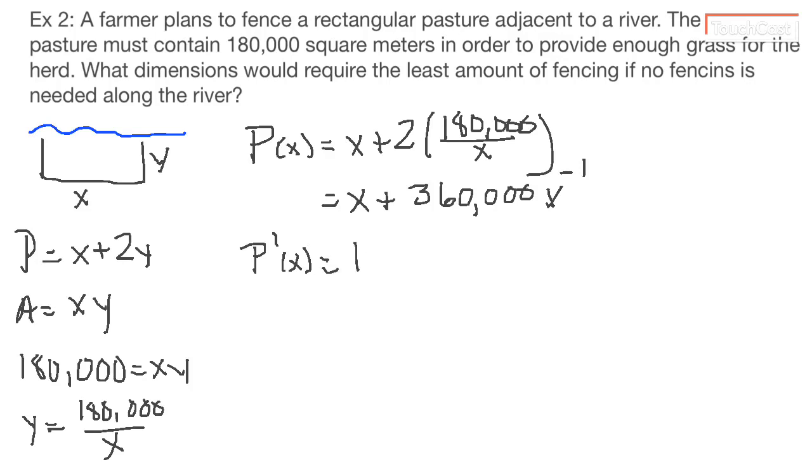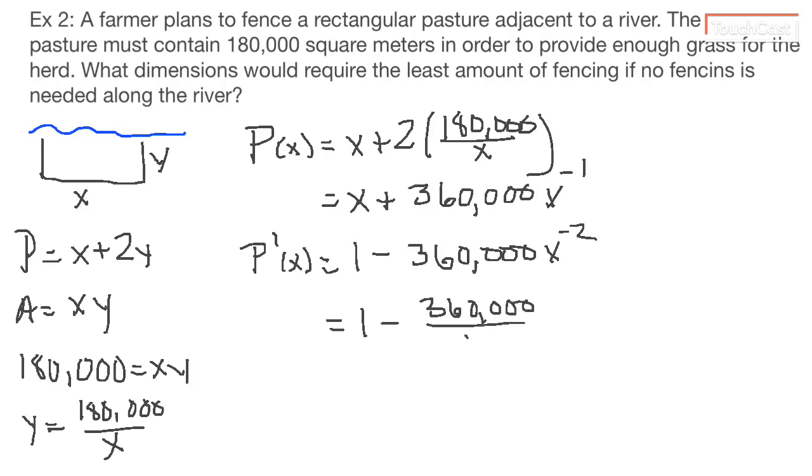So let's do that. The derivative of x is 1, plus, we bring the negative 1 down, so I'm actually going to rewrite the plus as minus 360,000 x to the negative 2. And then I'm going to rewrite this derivative as 1 minus 360,000 over x squared. And we can set this equal to 0 and start solving for x.